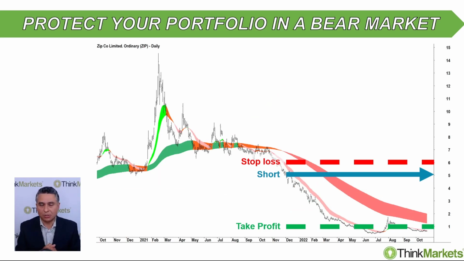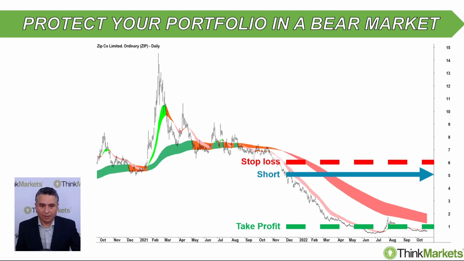Let's continue to use Zip as a case study here. And hypothetically speaking, we're using my traffic light system. And around about this time here, you can see it goes to the red zone there. And we decide to short sell. The price in the market is about $5, just keeping numbers nice and even.